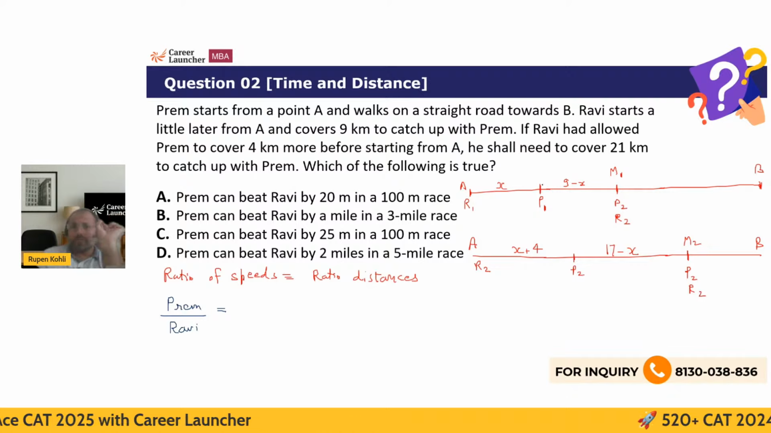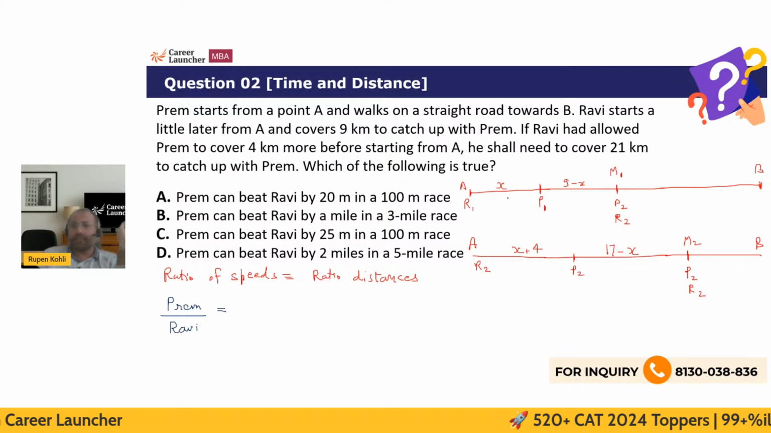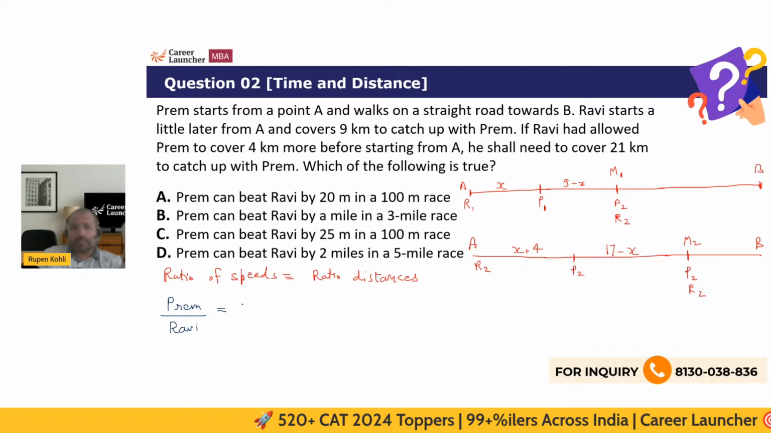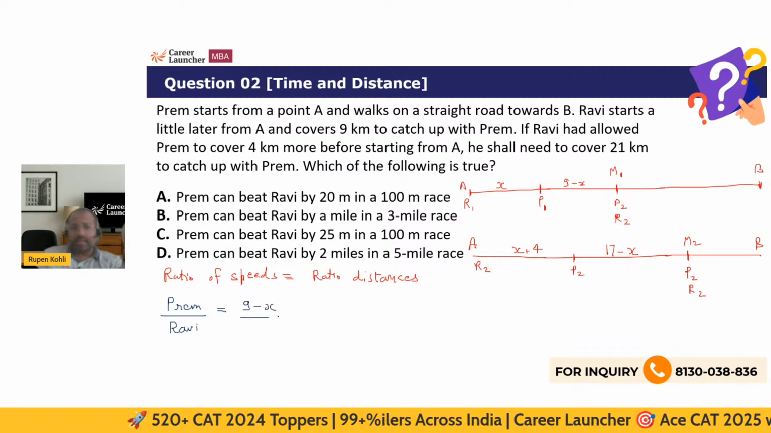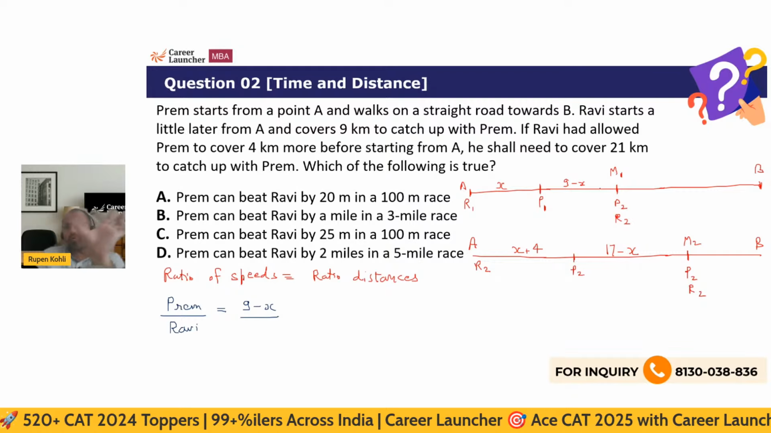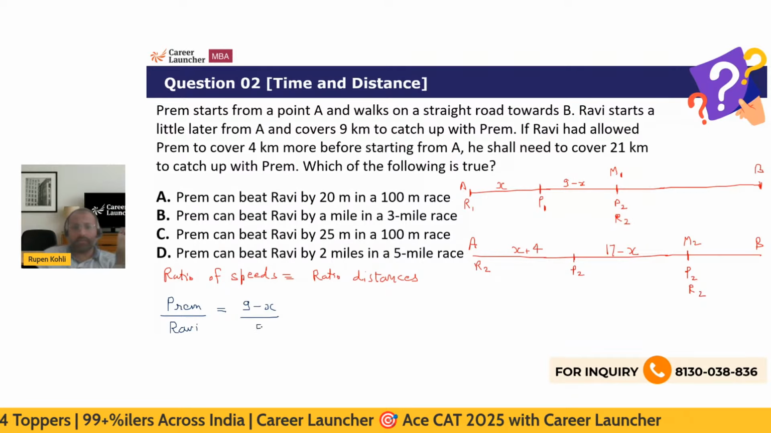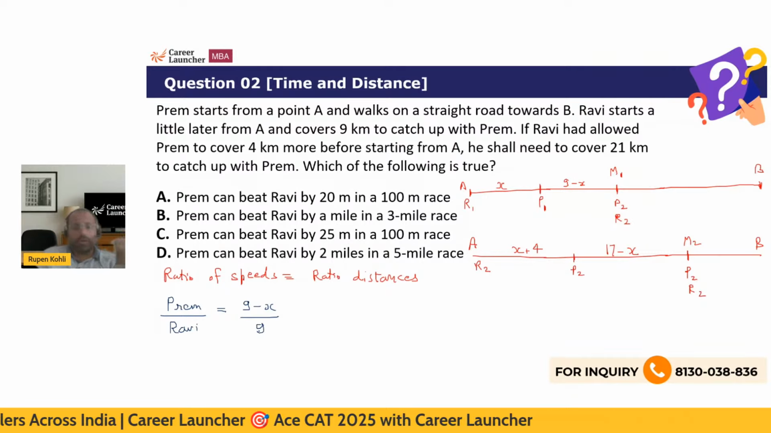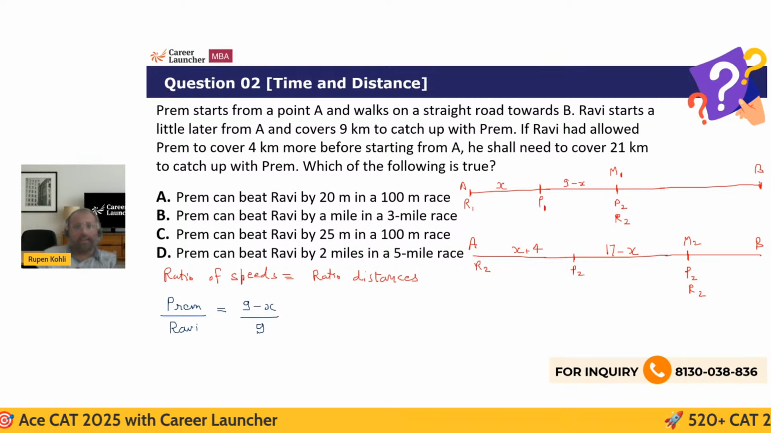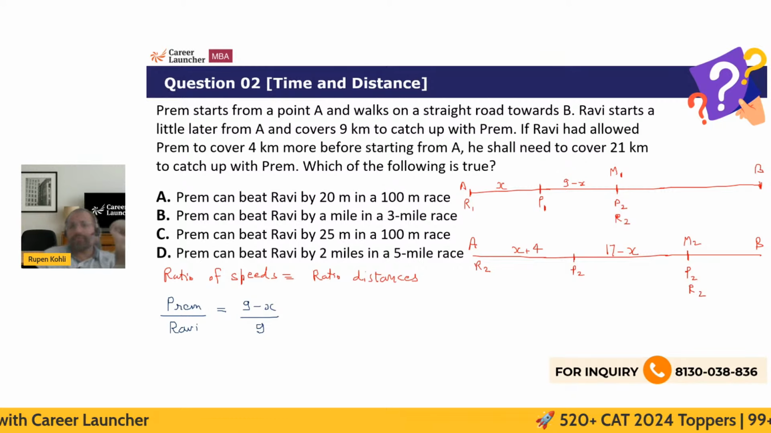So when Prem is at P1, Ravi is at R1, now the race starts. Prem covers the distance of 9 minus x. So Prem covers 9 minus x, and Ravi covers how much? Ravi covers the whole of 9 kilometers. So this is the ratio of their speeds in the first context, isn't it? Getting my point? Ratio of speeds is ratio of distance covered.